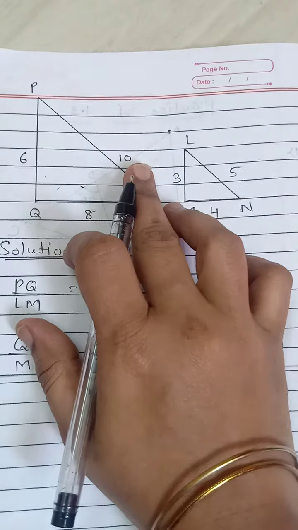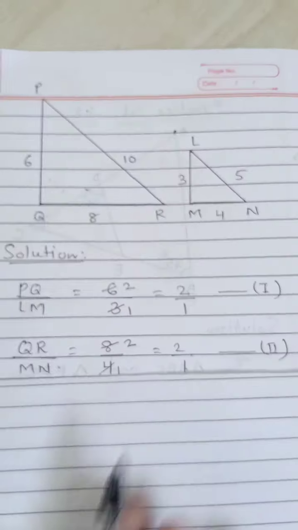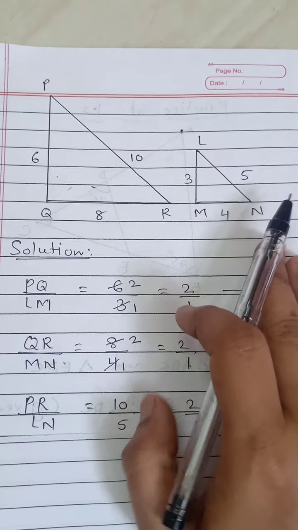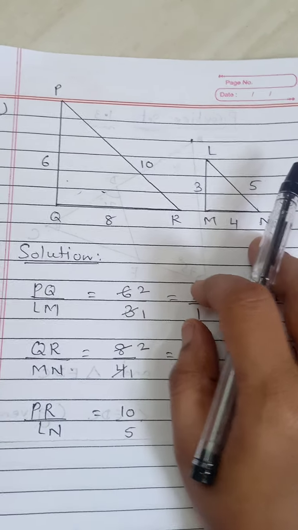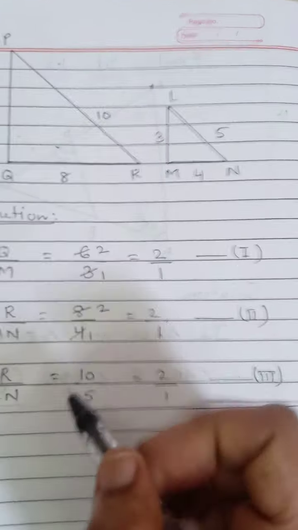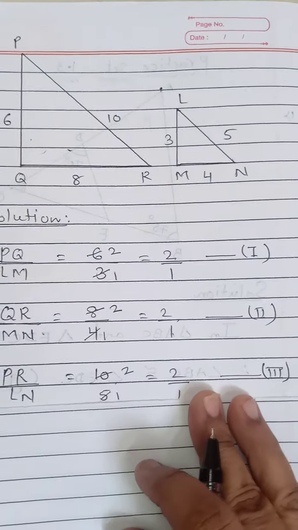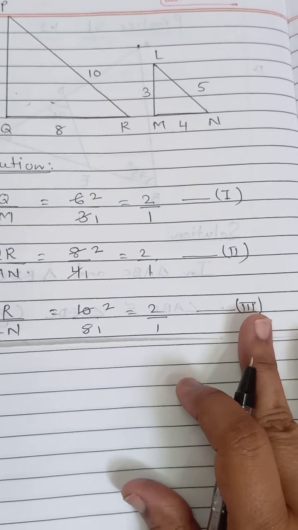Now we will go for the next corresponding sides, that is PR and LN. So we will take PR upon LN, where the value of PR is 10 and the value of LN is 5. Again we can cancel these by 5. So 5 ones are 5, 5 twos are 10. So we have got the value 2 upon 1. I have given it equation number 3.